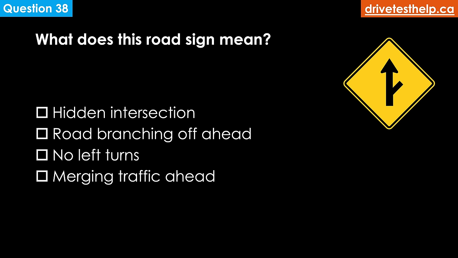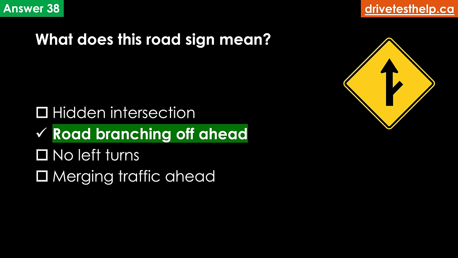What does this road sign mean? Hidden intersection, road branching off ahead, no left turns, merging traffic ahead. Correct answer, road branching off ahead. This is the road branching off ahead road sign. This sign indicates a side road branching off to the right.